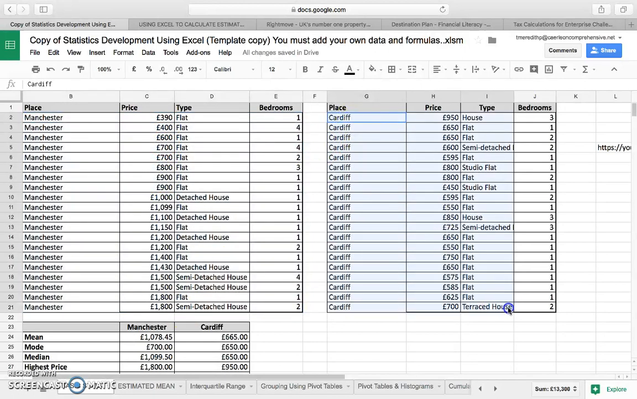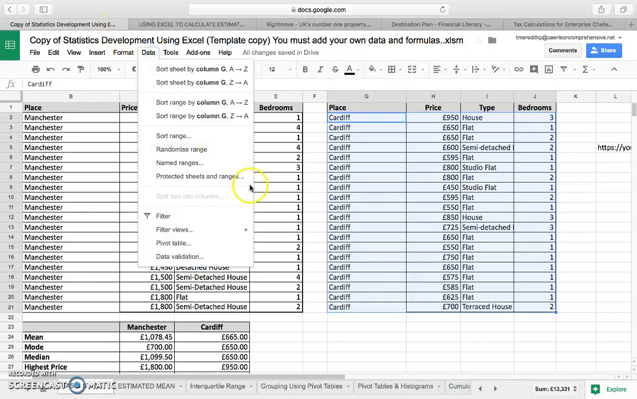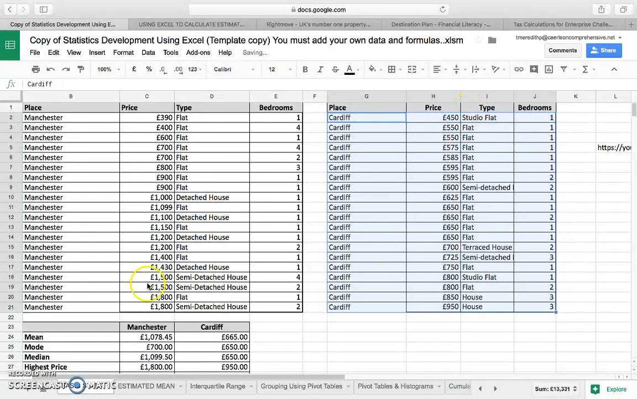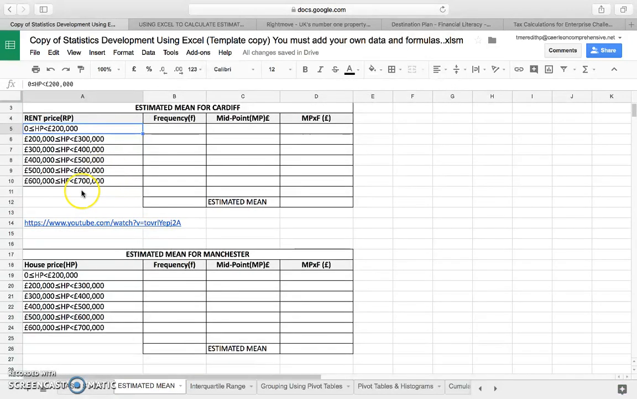I'm going to do the same for Cardiff over here. So I'm going data, sort range, and Cardiff's is column H. Okay, so column H there, sort, and it pops them in that way there. Okay, just flick back here and then we'll have a look at what this means.